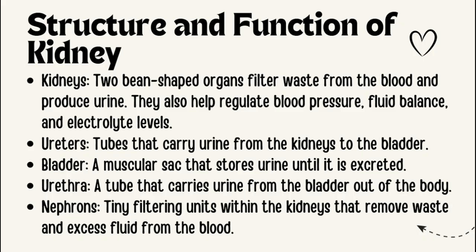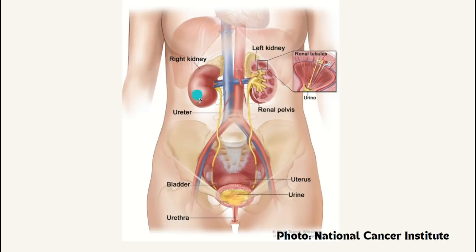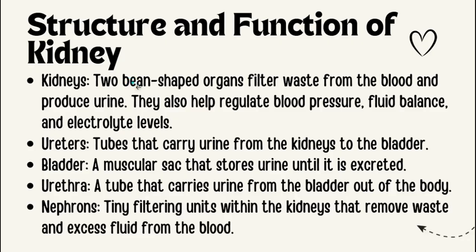Basically it filters out waste from the blood, and we talked about why that's so important, because all that buildup in your body can literally kill you. It also helps to regulate blood pressure, fluid balance, and electrolyte levels. If we just look at how it's shaped, we have two kidneys, a kidney on the right and a kidney on the left. So that's the structure of it.